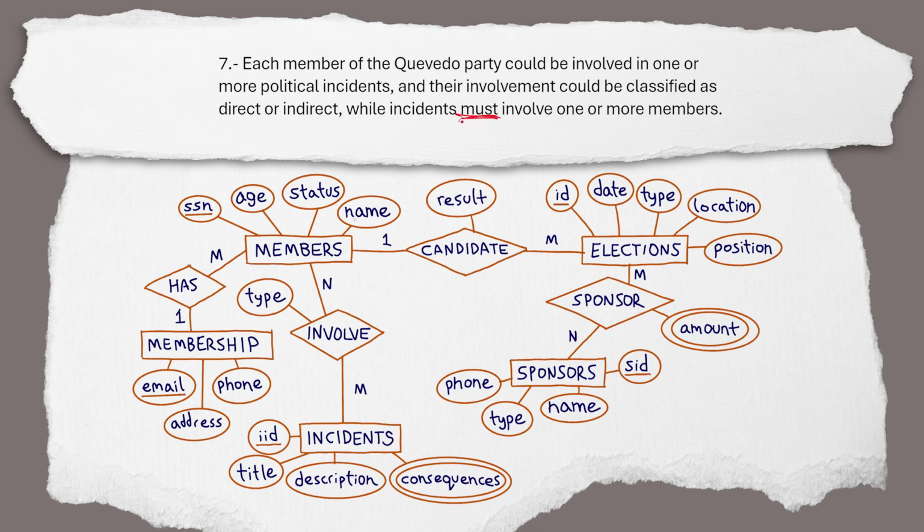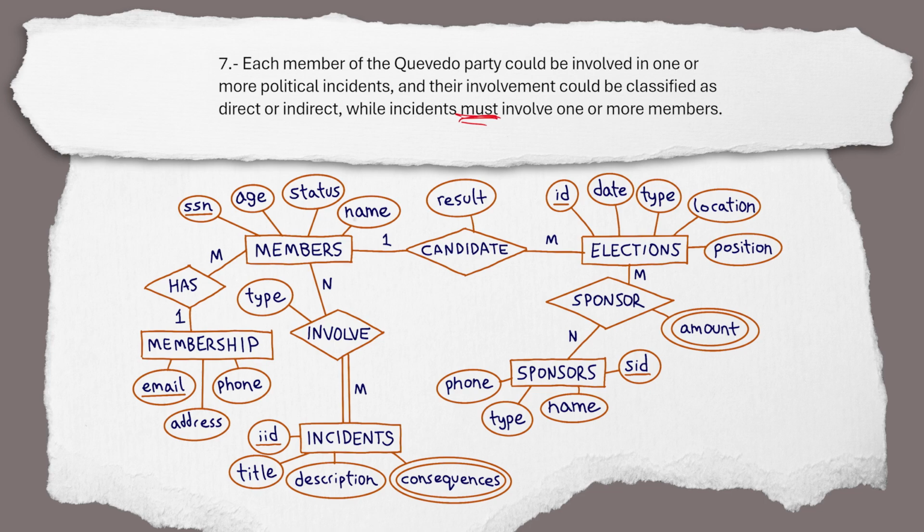It says must involve. If in my database in the future I'm going to have to record an incident, I have to have somebody participate. So I have to require the participation. The way in which I do that in the diagram is adding another line here. So having the double line means total participation. That means the incidents have to participate in there. When we have a single line, that's optional participation.